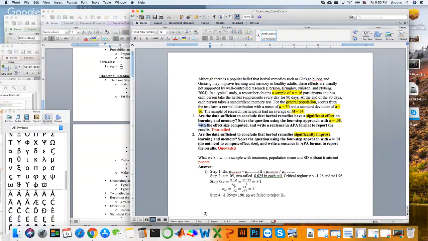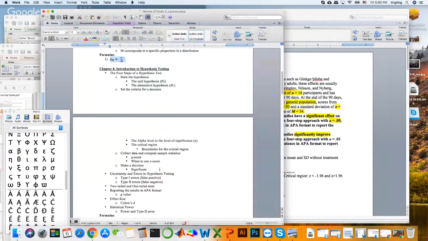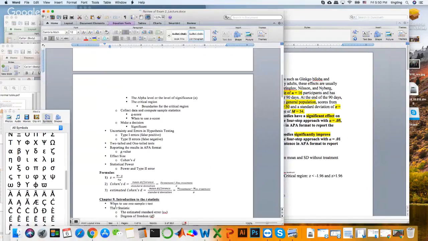And also here, we need to compute the effect size. For the z-score test, the effect size is Cohen's d, the estimated Cohen's d. For the estimated Cohen's d, we can use this formula.